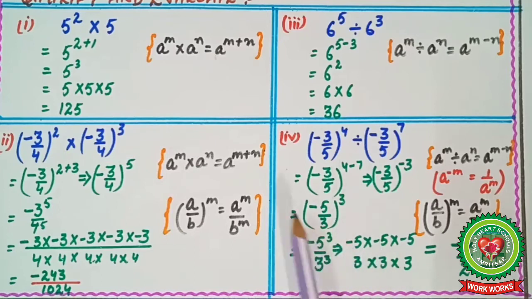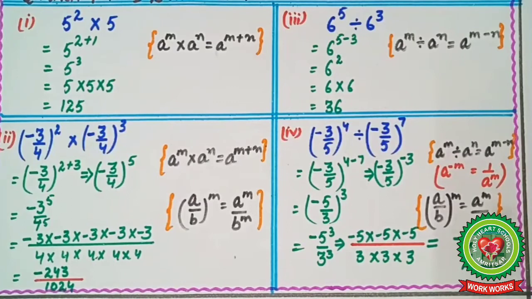Now next is (-5/3) bracket raised to power 3. It means that we have to use this rule, that is (a/b) raised to power m equals a raised to power m over b raised to power m. That means the power 3 applies to minus 5, and at the same time to 3. So you will have (-5) raised to power 3 upon 3 raised to power 3, which means that minus 5 will multiply 3 times. Similarly, 3 will be multiplied 3 times.